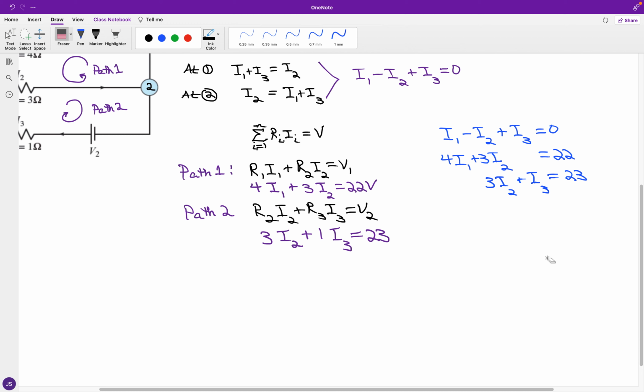Okay, so for the system, if I establish a matrix, I have 1 I of 1 minus 1 I of 2 plus 1 I of 3 is equal to 0. And I have 4 I of 1 plus 3 I of 2. There's no I of 3 here. And we have is equal to 22. We have 3 I of 2 plus 1 I of 3 is equal to 23.